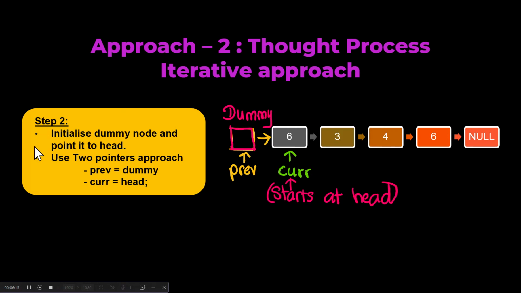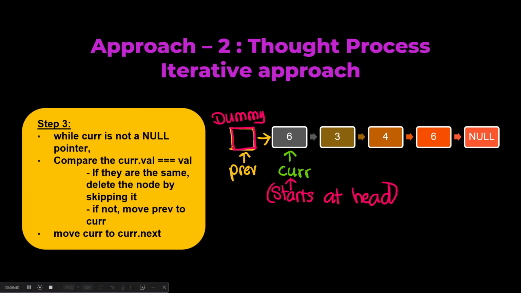Step 2. Initialize the dummy node and make it point to head, like in here, and we will use two pointers. We will initialize two pointers, previous and current. Assign dummy to previous, assign head to current. So at the starting point, the head is pointing to this current node 6 here.